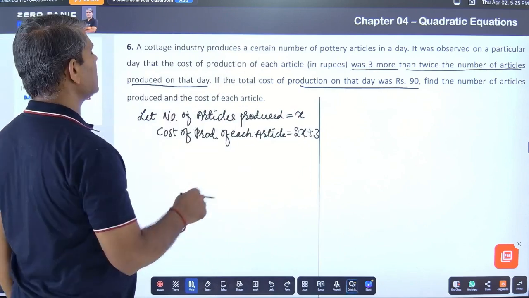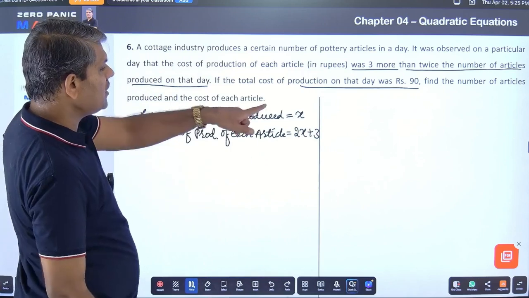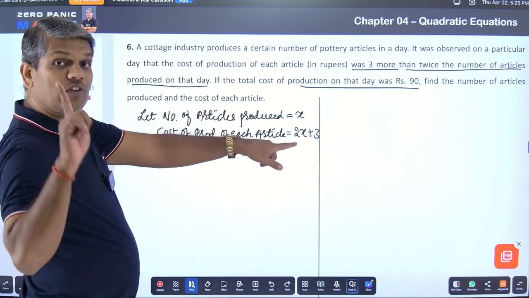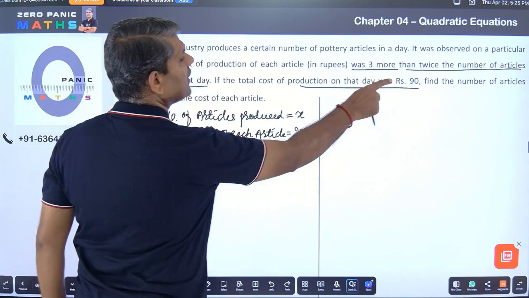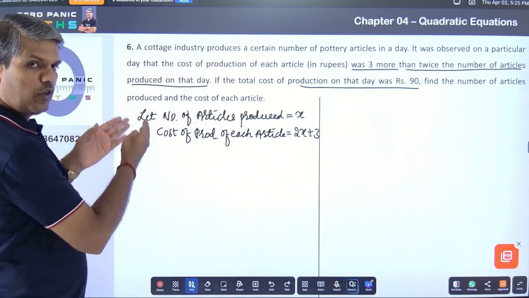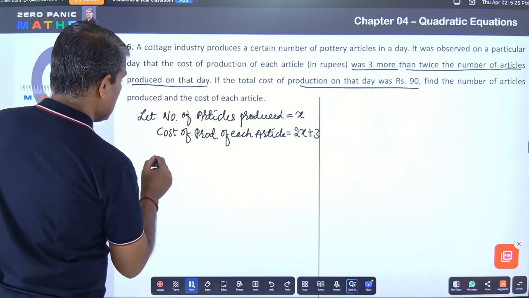And what else they have given? The total cost of production is the number of articles produced multiplied by the production cost of each article. So that will give you the total cost of production, and that is equal to 90 on that particular day. So if you put all that into an equation, you will get a quadratic equation.